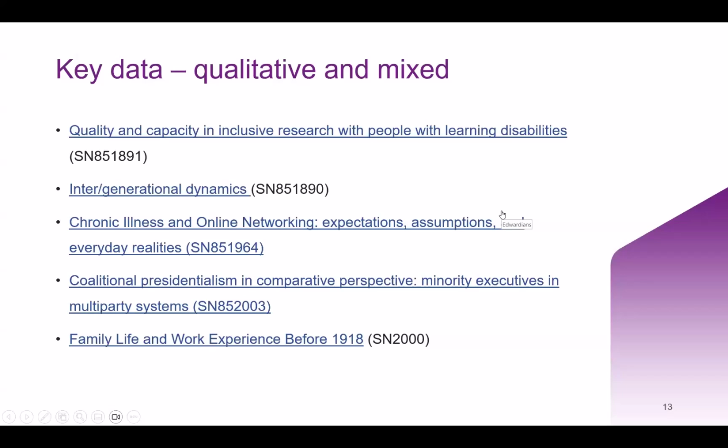The fourth one down is coalitional presidentialism in comparative perspective, minority executives in a multi-party system. So it's a bit of a mouthful, and it's not quite as accessible as some of the others, but I wanted to make the point with this one that you don't just get individual-based data in qualitative and mixed data. So this study looks at presidential coalitions across a number of countries, and across Europe and Africa and Asia. It makes the point again that even with qualitative research, you can do macro scale kinds of comparative work. And this kind of study is a really good example of that.